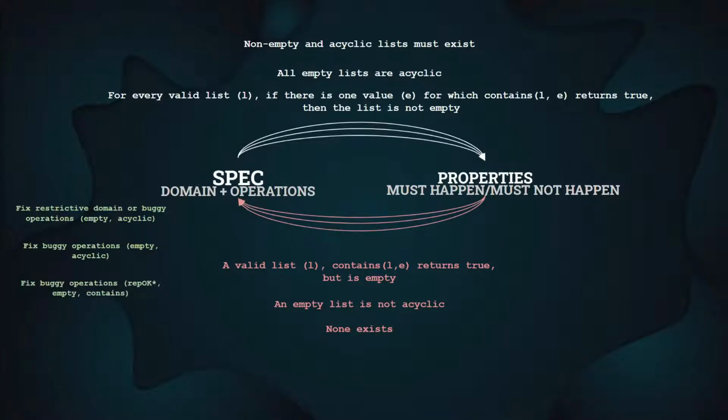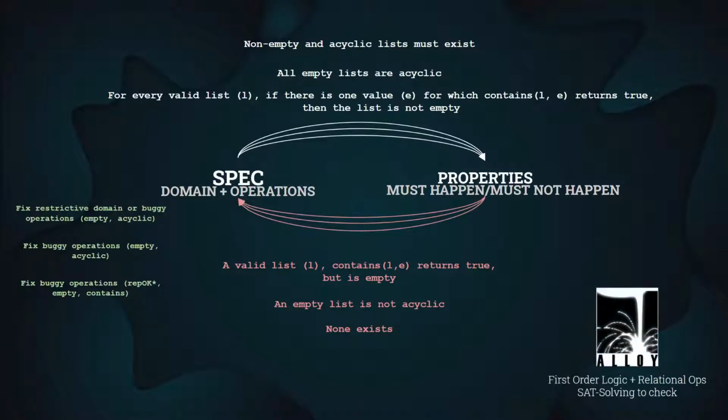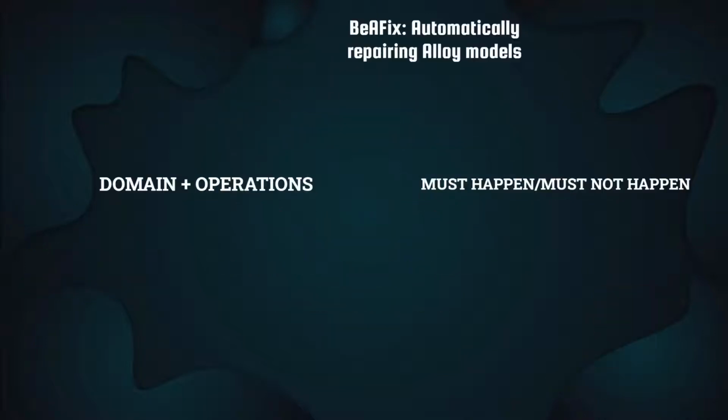In this paper we will focus on Alloy, a declarative language based on first-order relational logic which uses bounded verification via SAT solving. We will refer to the domain and operation specifications part as the model, and the properties stating what must and must not happen as the oracle.